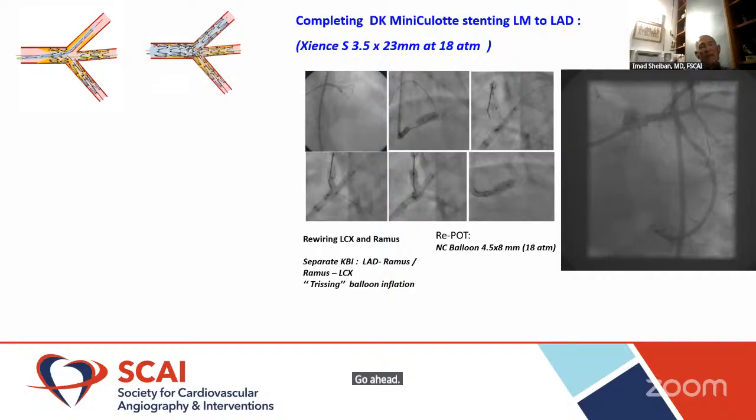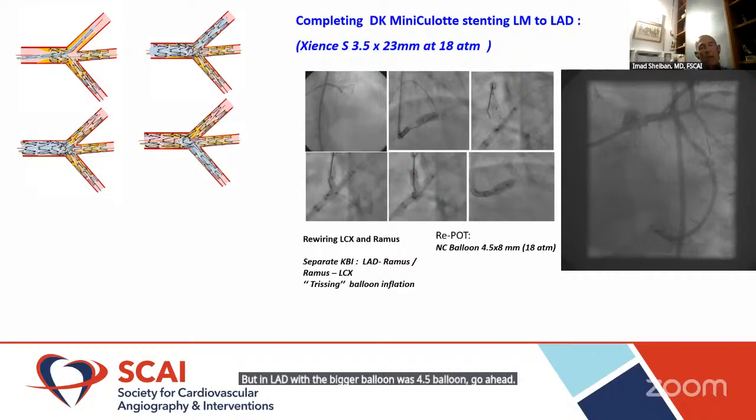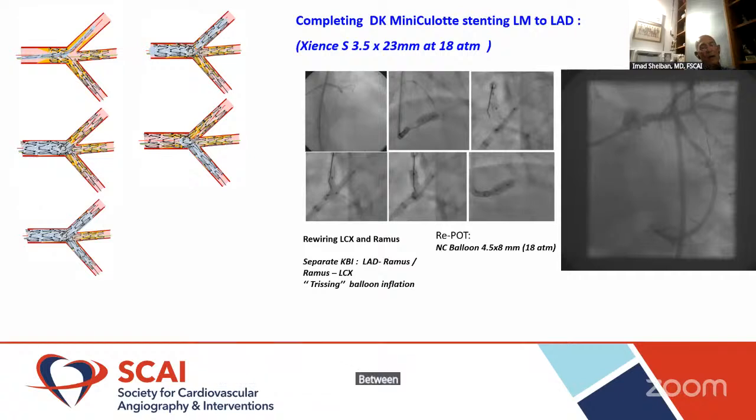Then the stent was deployed. POT in the LAD with the bigger balloon, a 4.5 balloon. Then fenestrating the stent toward the circumflex. And second kissing balloon inflation between the left main, LAD, and circumflex.